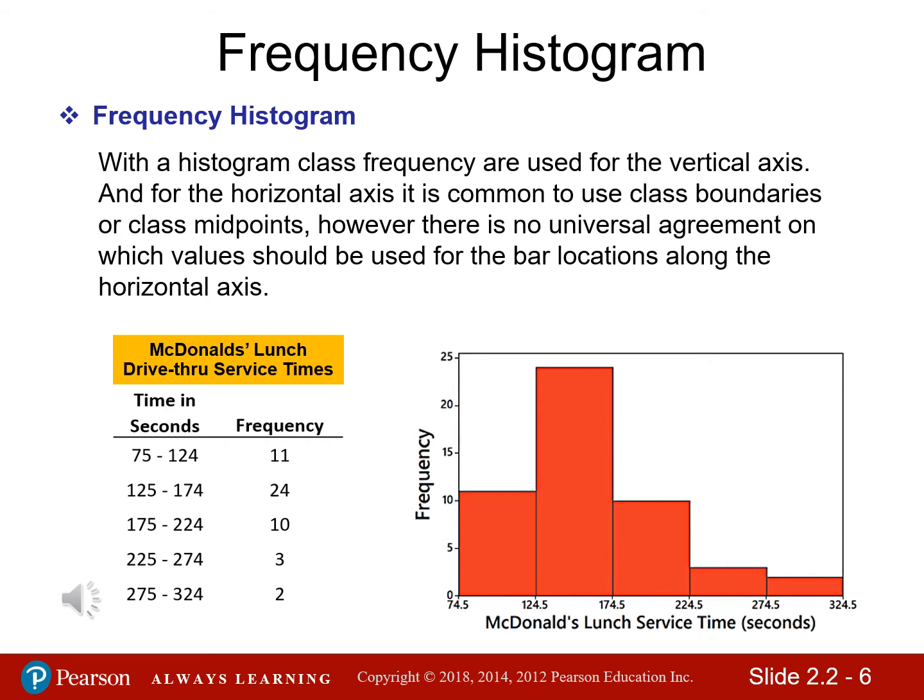Recall the frequency distribution of McDonald's drive-through lunch service times. We can use a histogram to display the distribution graphically. In this histogram, you can see that the boundaries of each bar are the class boundaries from the distribution table, and these are plotted against the horizontal axis. The vertical axis, or the y-axis, displays the frequency of each of those classes.